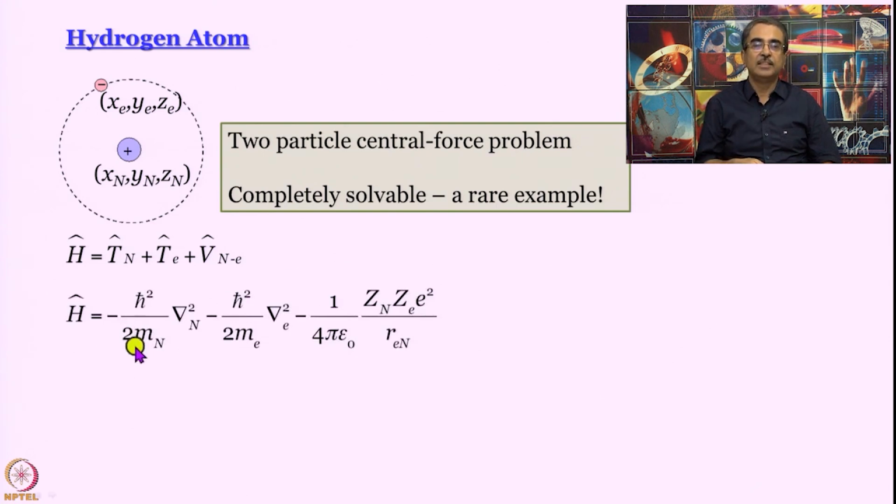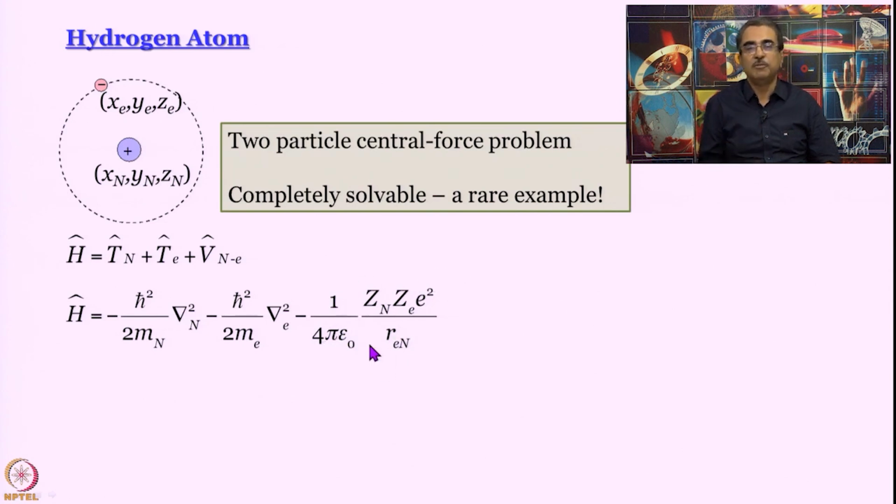We know that kinetic energy terms are like minus h cross square by 2m del square, where del square is del 2 del x2 plus del 2 del y2 plus del 2 del z2. To differentiate between the two, we have written one term in capital N, one term in small e. This means a term that is expressed by the coordinates of the nucleus, and the second term is expressed in coordinates of the electron. The third term of course is very simple, 1 by 4 pi epsilon 0 Zn Ze square by Ren.